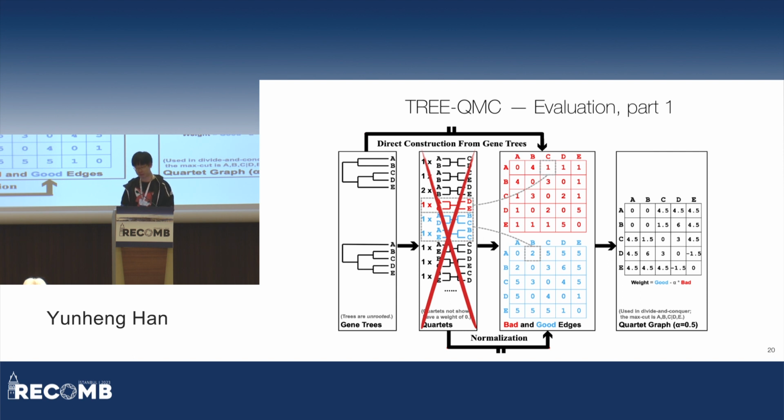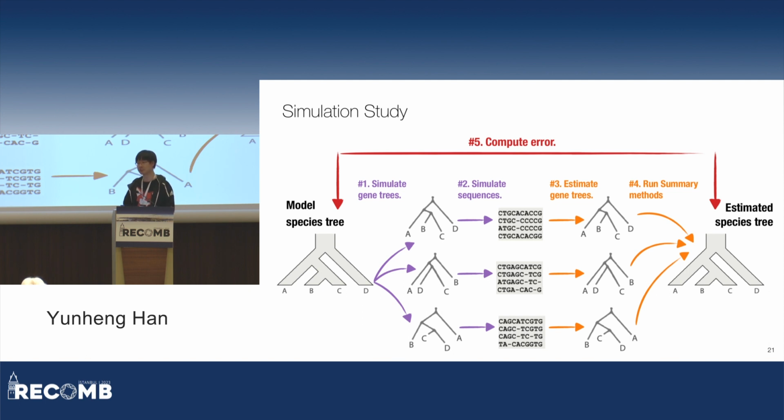Now we introduce the evaluation of our method in terms of efficiency. In our simulation study, we follow the generative model to generate sequence data from a model species tree. Given any model species tree, we can generate a set of gene trees evolving inside the species tree, and for each gene tree, we can simulate a set of alignments. Then, given the alignments as the input for the method, we estimate gene trees for each alignment. Then we run methods, get the final estimated species tree, and then we can compare the estimated tree with the ground truth to get the error.